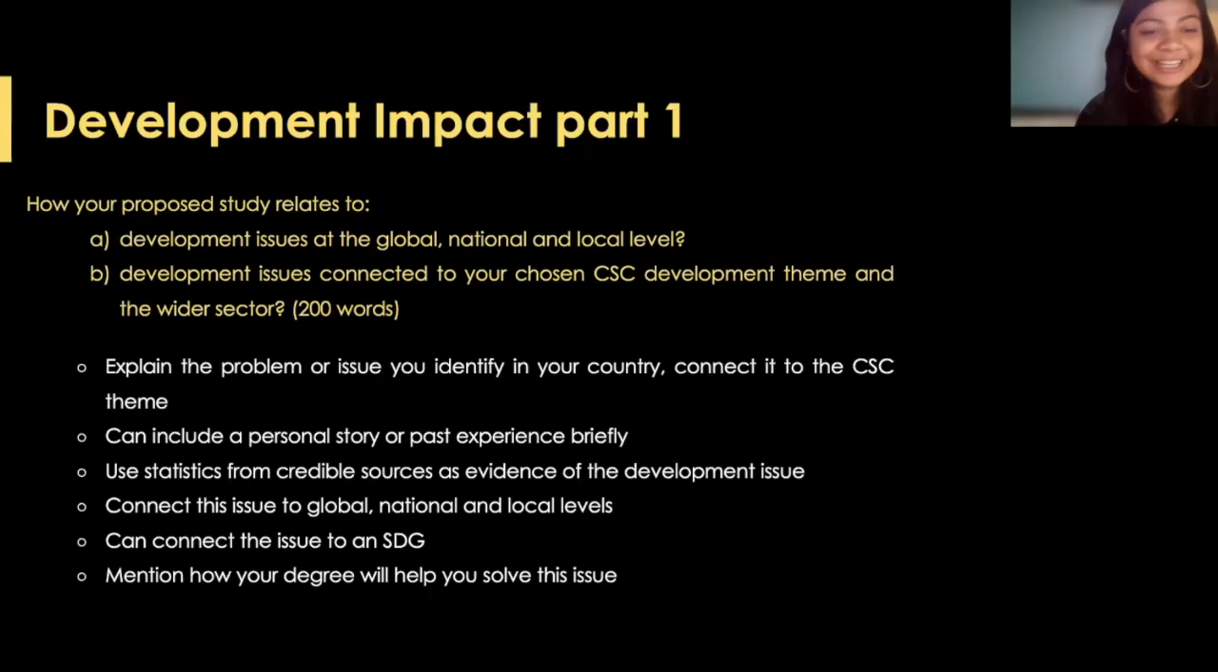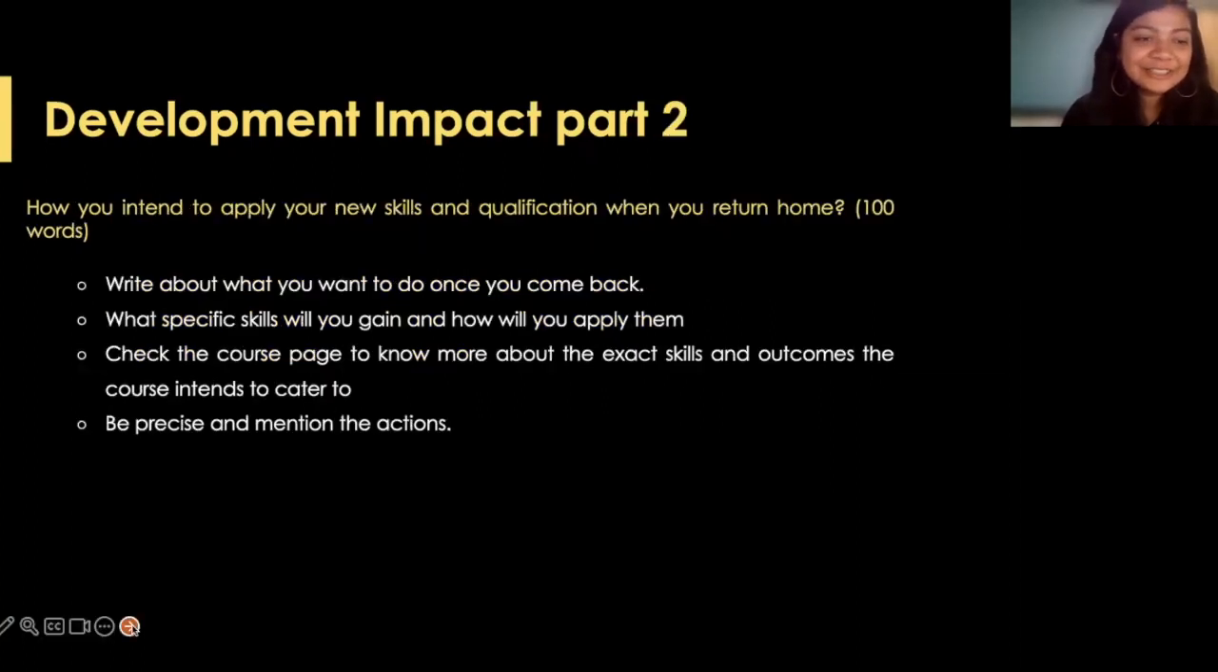So moving on to the next question. How do you intend to apply your new skills and qualifications when you return home? This question needs to be answered in 100 words. So here we suggest that you write about what you intend to do after you come back, talk about specific skills that you will gain from your course and how will you apply them.